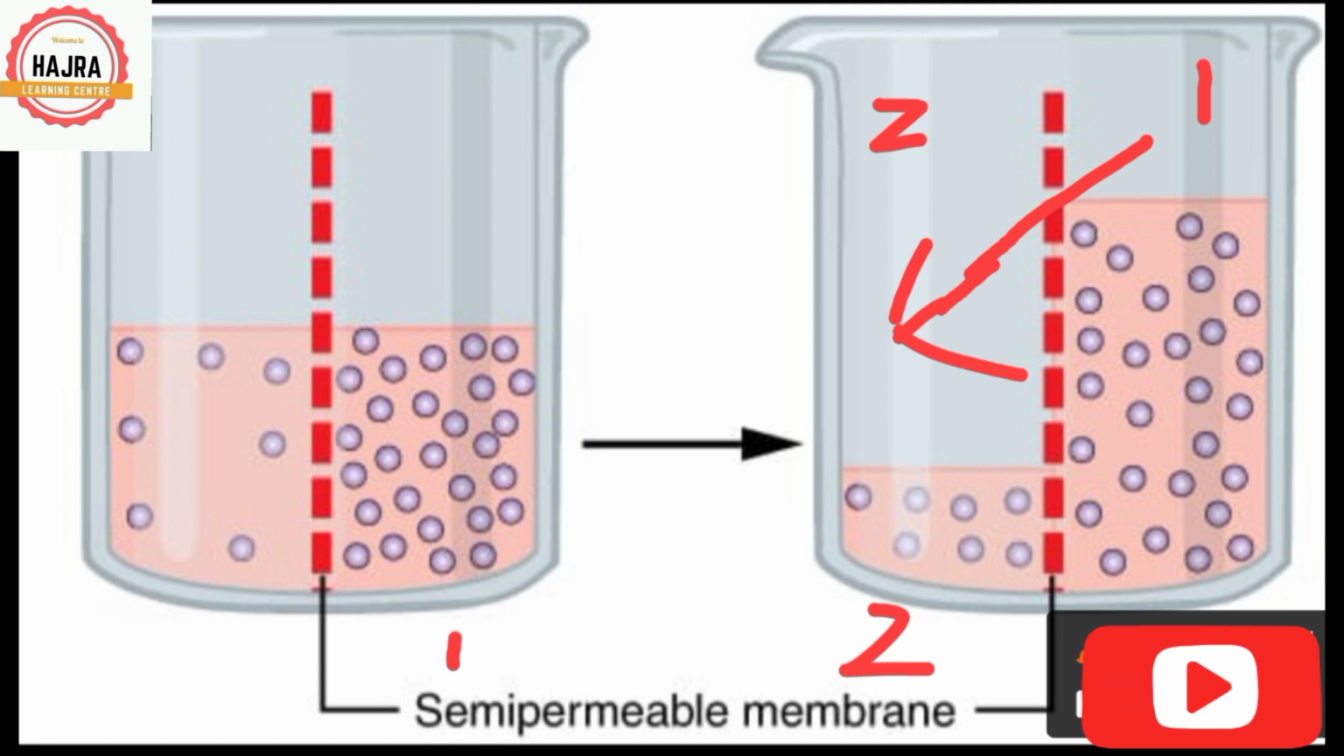So water will be moved from one area to another area. This thing we already learned in diffusion. I mean the particles or molecules travel from the higher concentration to the lower concentration. But why do we study osmosis separately?